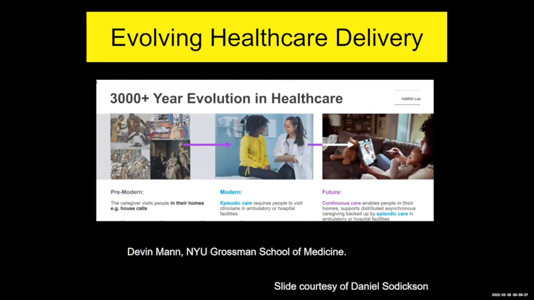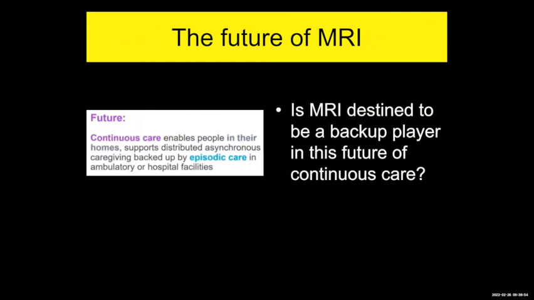However, if you think about how population health is moving towards continuous care, where patients' health will be assessed continuously, and only when there's a disruption in a patient's health, then you would guide the patient to get care, which will become episodic. So there's a continuous care model, and then episodic care is spaced out along that timeline. And the question is, is imaging and MRI then destined to be a backup player in its role in episodic care, or do we actually have a role in being part of this continuous or preventative health?